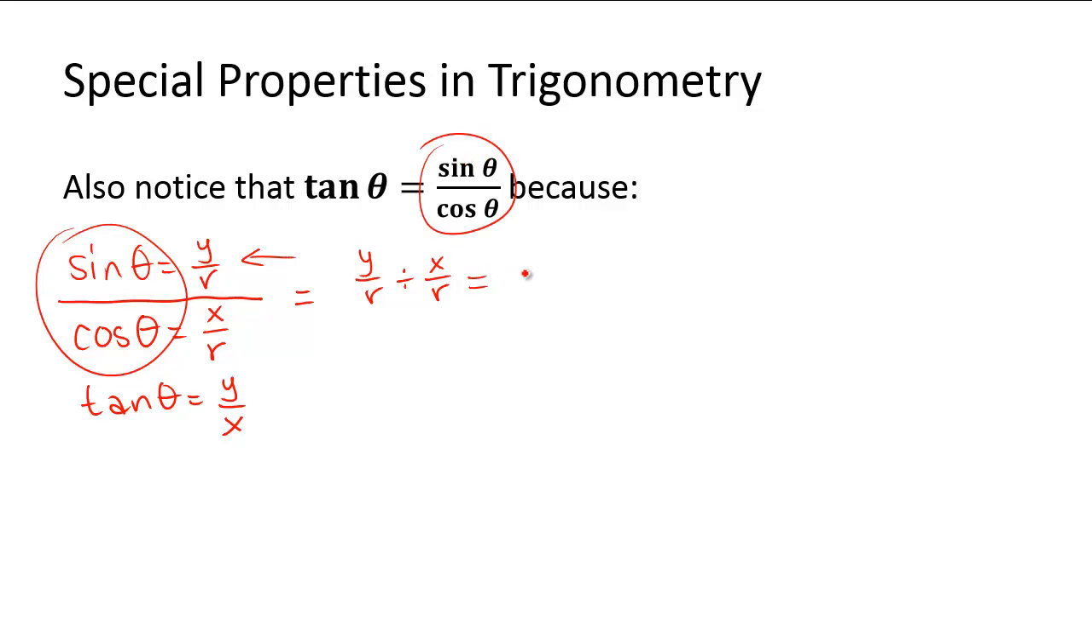And what does that result to? Well, y over r times the reciprocal r over x will leave you with y over x, which is your tangent function. So this can be useful at times when you know, say, your sine and your cos and you want to find your tan. Or if you know the sine and the tan and you want to find the cos. So it depends on the circumstance, but this property can at times be useful.